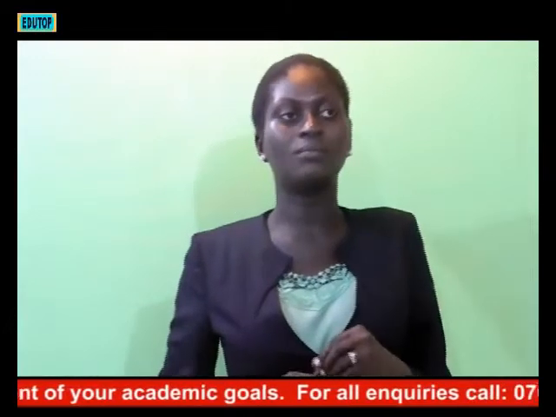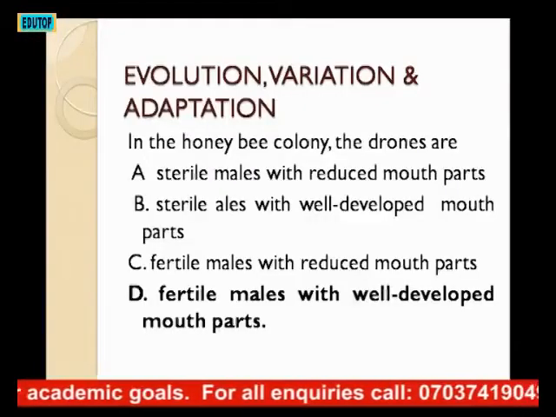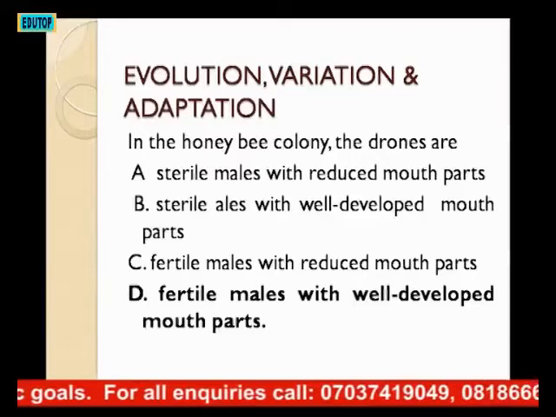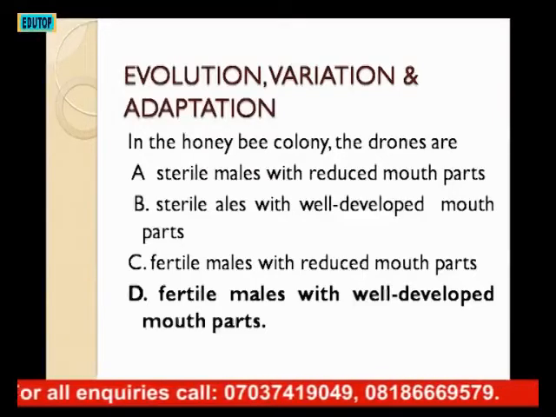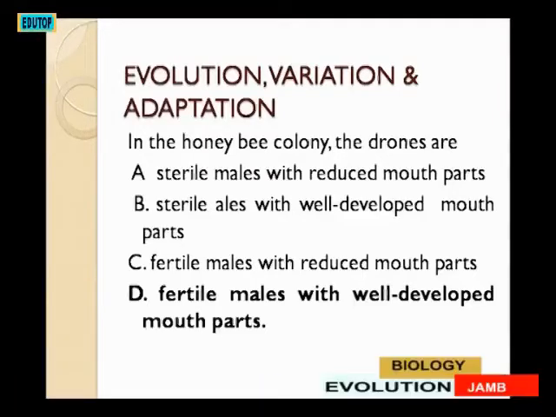Then the next question. In the colony of honeybee, the drones are what? A. Sterile males with reduced mouth parts. B. Sterile males with well-developed mouth parts. C. Fertile males with reduced mouth parts. D. Fertile males with well-developed mouth parts. The drones are fertile males that have well-developed mouth parts. That's option D.